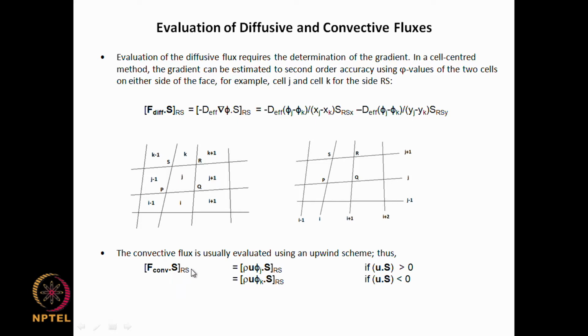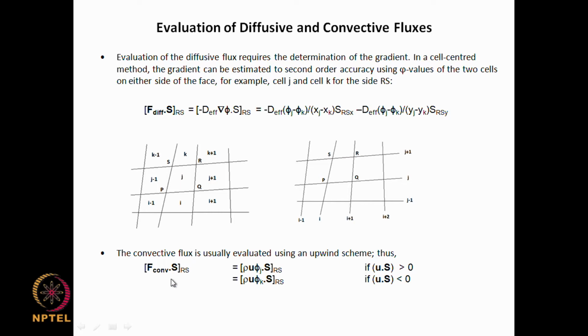Now, the convective flux is usually evaluated using an upwind scheme, so as not to have the problem of artificially numerically induced oscillations. So, the convective flux over this face RS is given as rho u phi j dot S_RS, where phi j is the cell value here if u dot S is greater than 0. So, if flow is going in this direction, which is given by u dot S being positive, then you take the convective flux, which is rho u phi, you take the cell value of phi here.